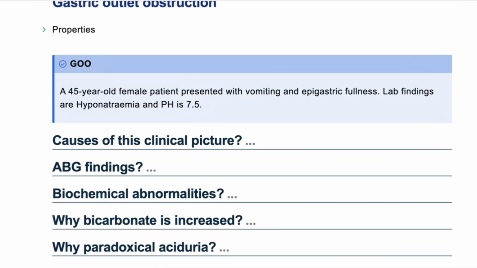I have a 45-year-old female patient presented with vomiting, epigastric fullness, and the lab findings are hyponatremia and a pH of 7.5. What are the causes of this clinical picture? So the causes of this picture could either be benign or malignant. Benign would be pyloric stenosis secondary to a gastric ulcer, and the malignant causes would be compression from pancreatic cancer, for example.